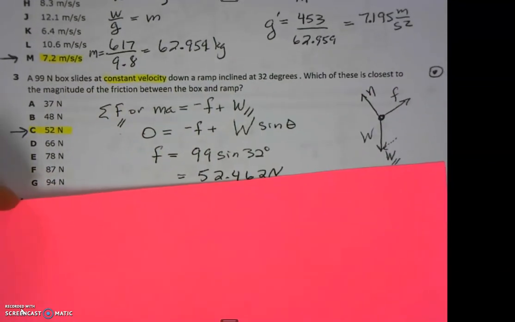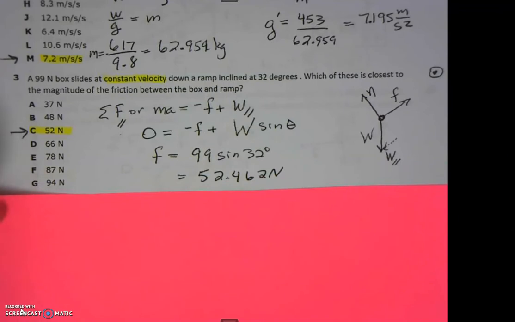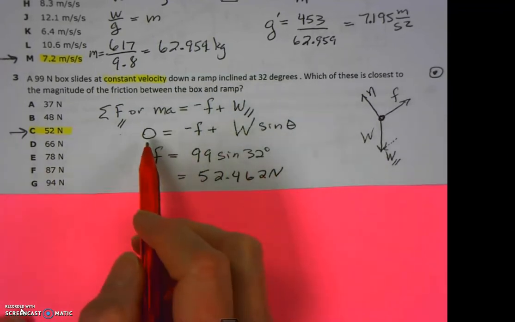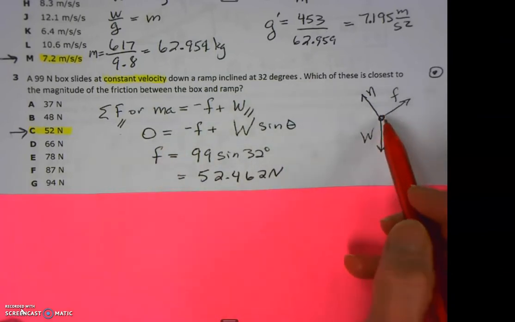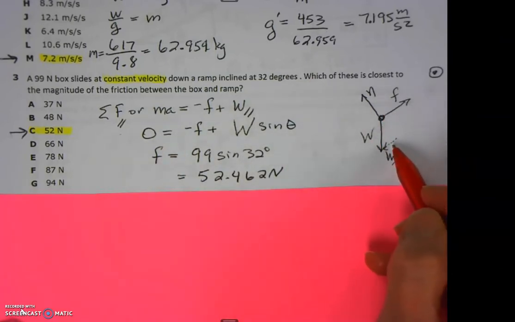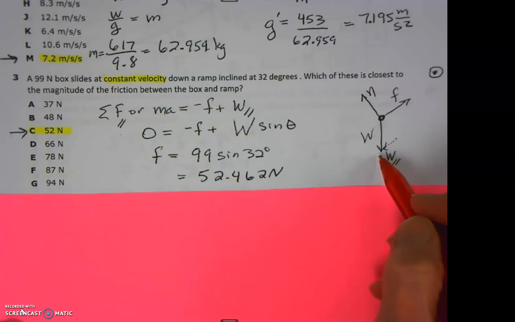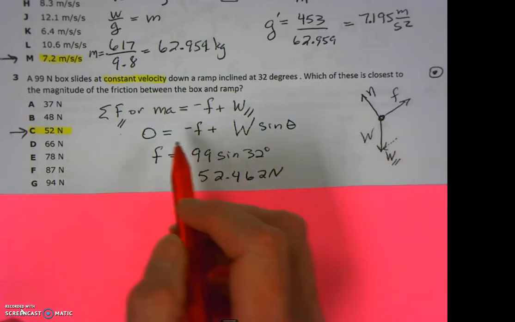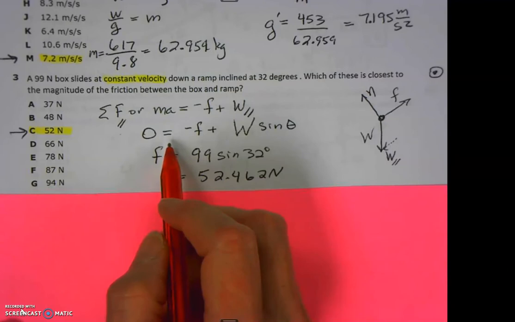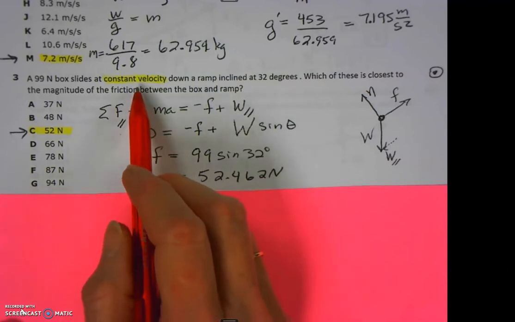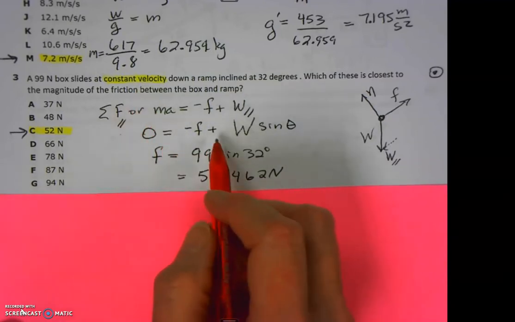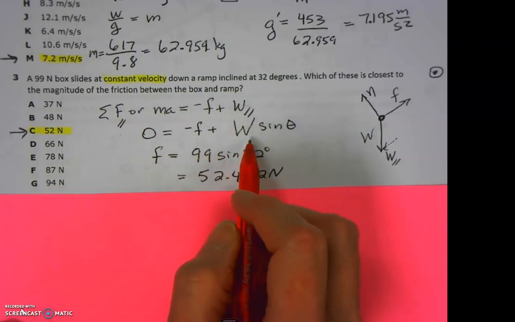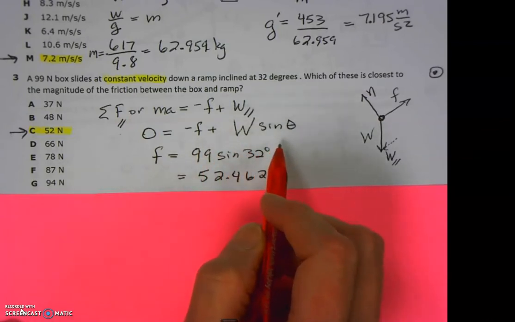This is a 99 newton box sliding down a ramp at constant velocity. So constant velocity tells us the net force is 0. The free body diagram has 3 forces on it, but an important part of it is the component called W parallel, because that's the one that's parallel to the box's acceleration. And friction is opposite that direction of motion. So you can see I have net force is 0 because of constant velocity. That's why it's highlighted. Those are magic words. And I have negative friction plus W sine theta because that's our equation for W parallel.